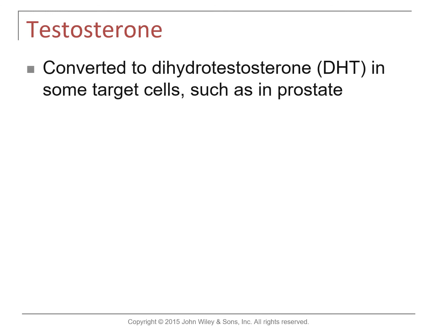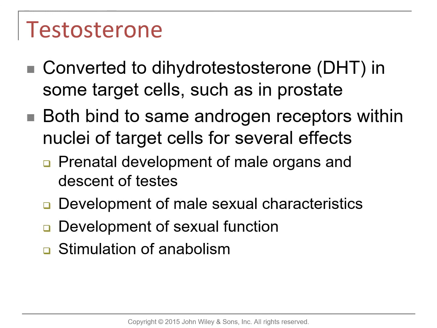All right, this slide just summarizes what we said earlier about the effects of testosterone in the male. Again, testosterone is converted into dihydrotestosterone in several target cells, such as the prostate gland, within the seminiferous tubules, etc. They both bind to the same receptors internally within the nuclei and stimulate transcription of genes that lead to these testosterone-related effects. So again, testosterone is necessary for the prenatal development of male organs.